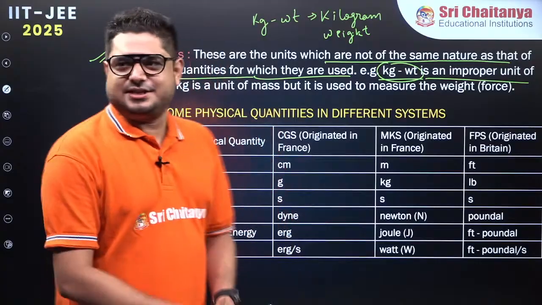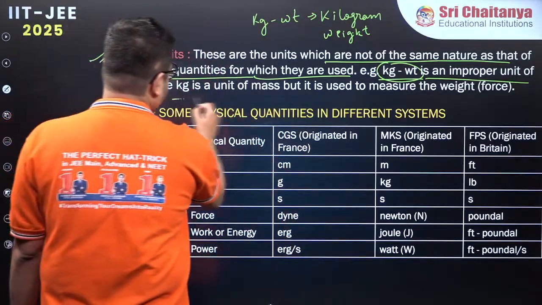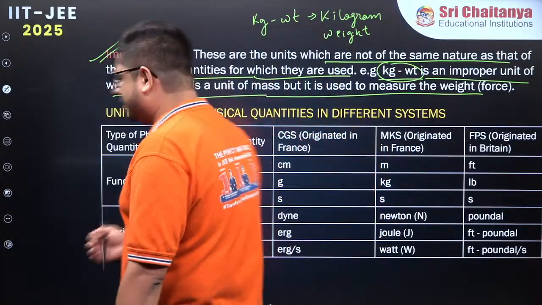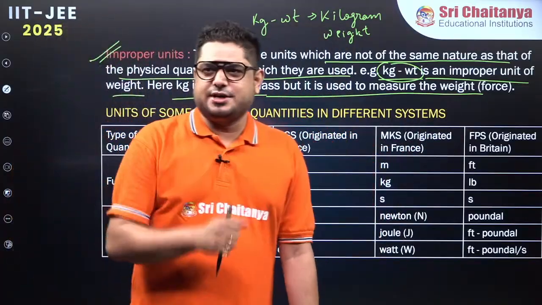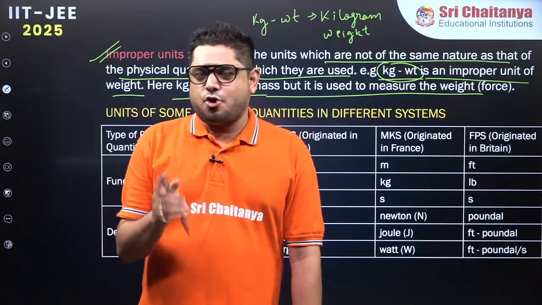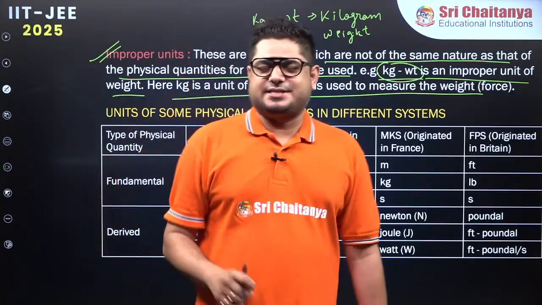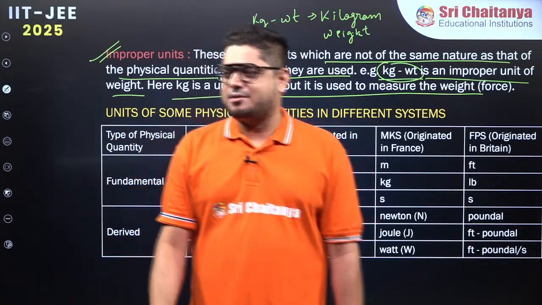So now the next is going to be, here kg is a unit of mass, but it is used to measure the weight. So these are the improper units. Another improper unit is there as well, that is horsepower. Those who are aware of this term horsepower, they can give a thumbs up.